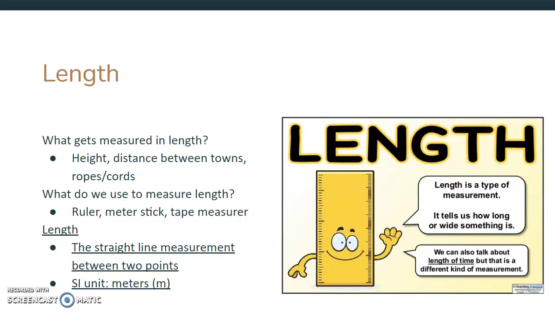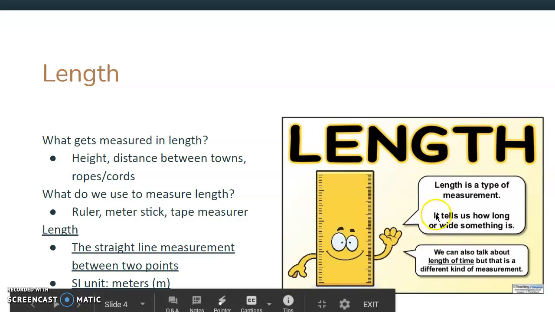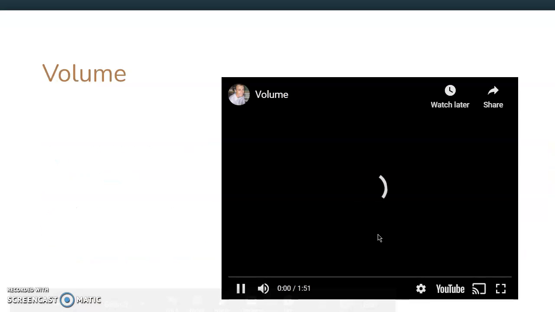I also like this little cartoon. I think it does a good job showing that length is a type of measurement. It tells us how long or wide something is. We can also talk about the length of time, but that is a different kind of length. So when we're talking about length, we're thinking about how long something is.